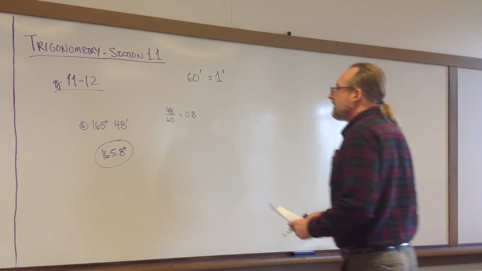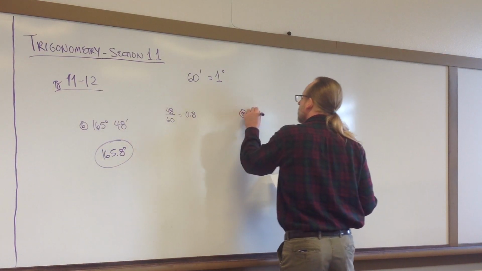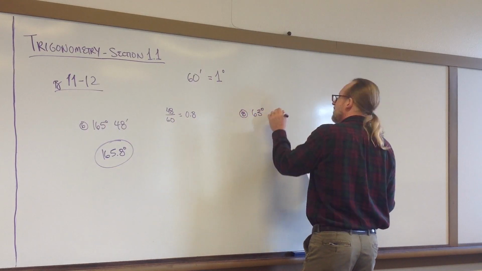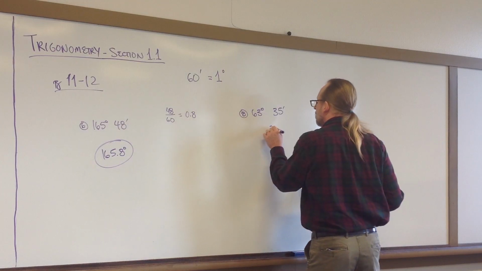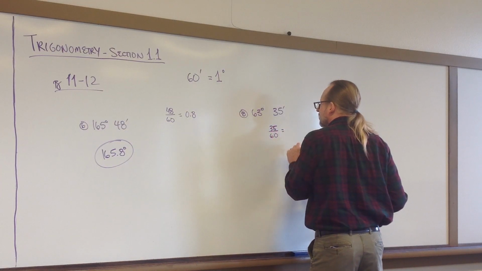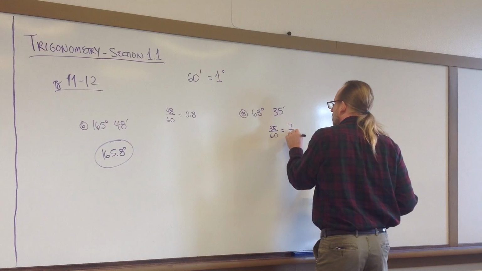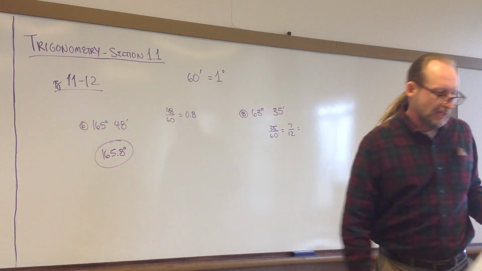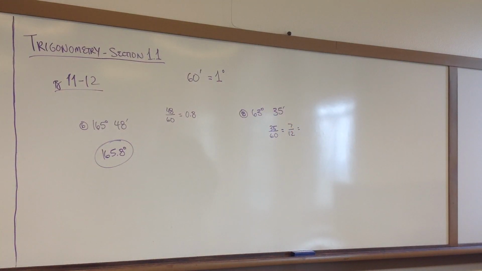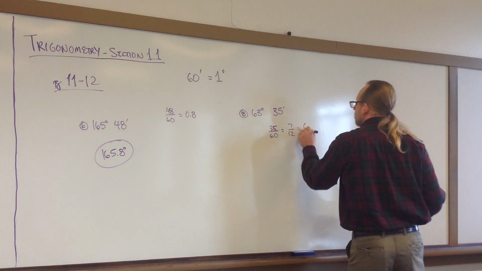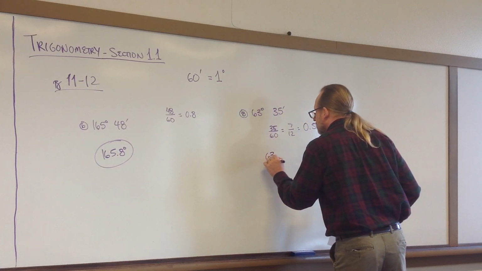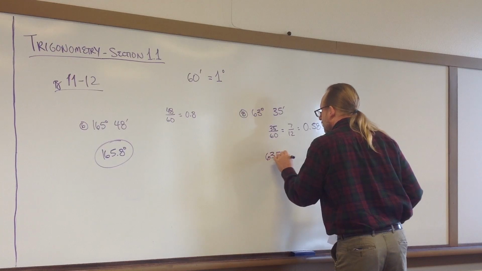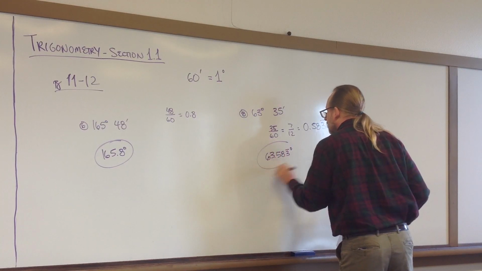Problem 8. 63 degrees and 35 minutes. So 35 over 60 looks like 7/12, and so that's going to be a repeating decimal, 0.583 repeating, with just the bar over the 3. And so this is 63.583 repeating degrees.